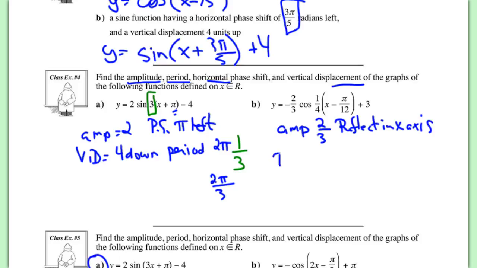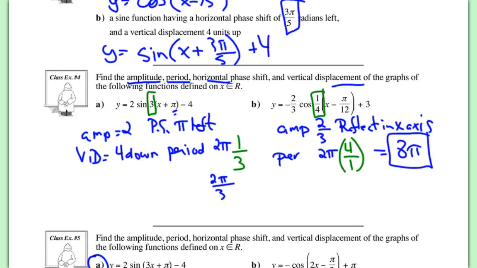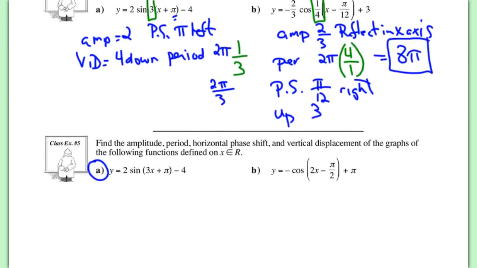I can see my period is always supposed to be 2 pi. However, I can see that my b value is 1/4, and so it has been horizontally stretched by 4 over 1. That makes my new period 8 pi. This is going to take a long time for that graph to complete. What else has happened? Well, it has a phase shift of pi over 12 to the right, and it's obviously gone up 3. Okay, so the trickiest thing usually is finding the period.